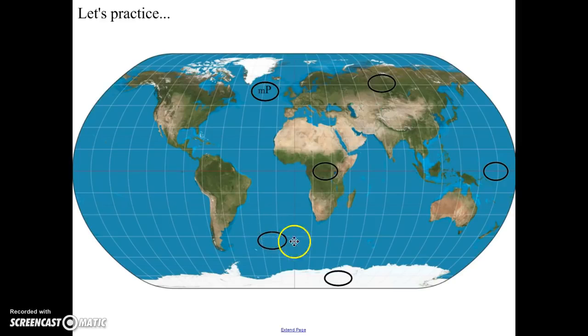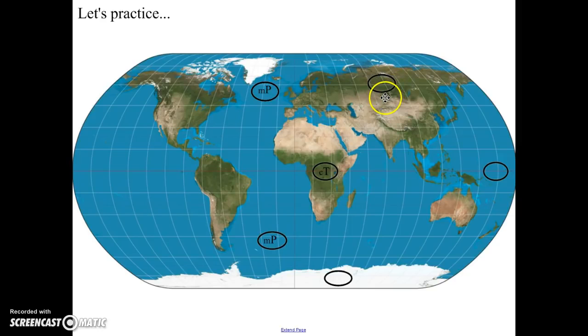What about this one down here? Well, again, it's in the water, so it's going to be wet. It'll be maritime. And again, it's not near the equator. It's not in Antarctica. So it's going to be cold, not super cold. Again, maritime polar. How about this one in Africa? Well, it's on land, so it's going to be dry. So it'll be continental. And it's right on the equator, so it'll be warm. So continental tropical.